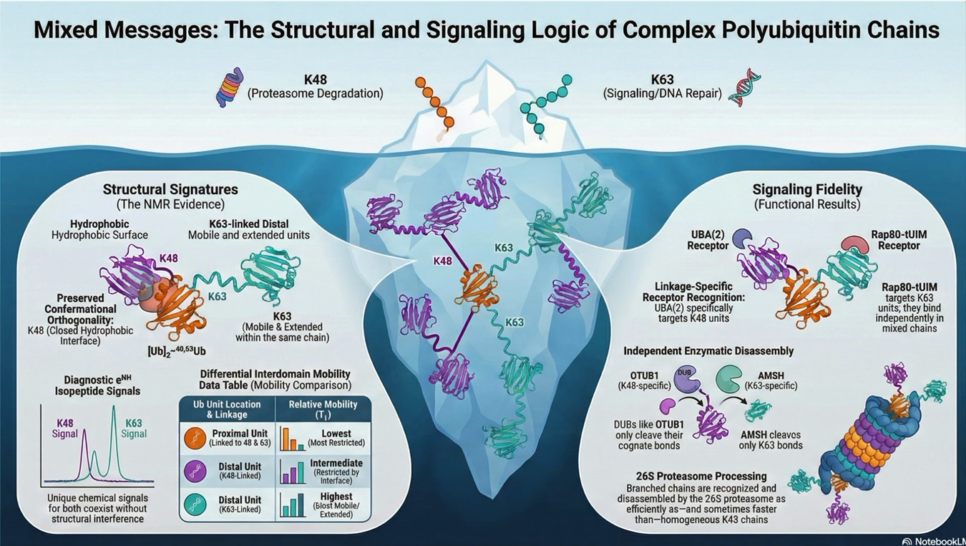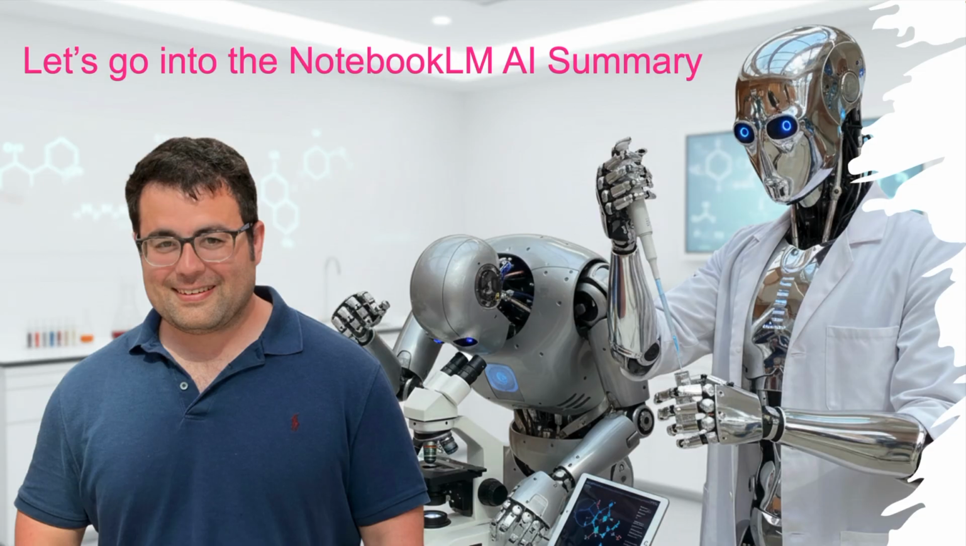It's a great system with K48 and K63 because there's a lot of activity receptors and different properties that these linkages have that we can exploit to study how they function in the context of mixed and branch linkage polyubiquitin chains. The paper is pretty NMR heavy, but we have some interesting conclusions about how these affect going beyond homogeneous ubiquitin linkages. So with that, let's dive into the NotebookLM AI summary of the paper.